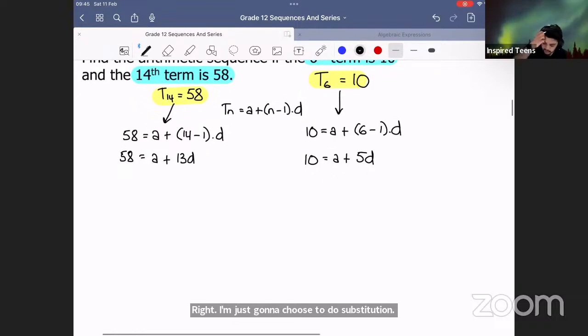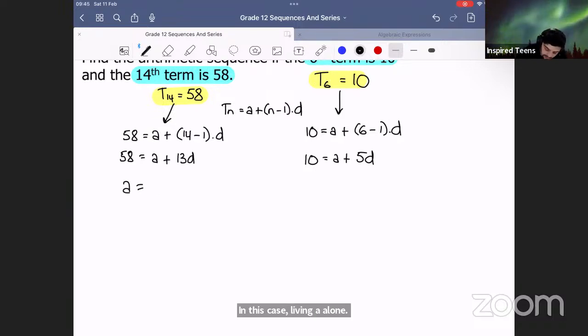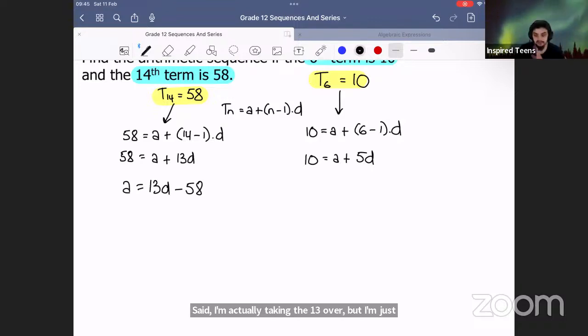So substitution, we isolate one of the variables. So let's leave A alone in this case. Leaving A alone, I'm still keeping it on that side. I'm actually taking the 13D over, but I'm just flipping the way I write it. So I'm going to say A is equal to 13D. I take 58 over: A is equal to 58 minus 13D.